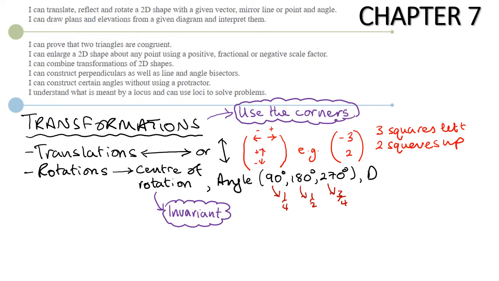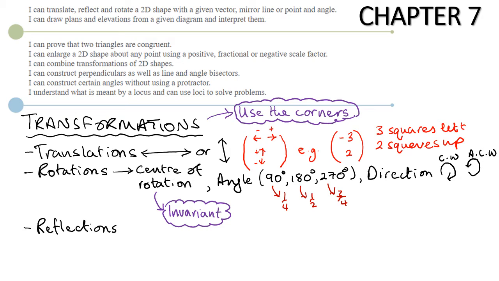So we've got an angle, we've got a center of rotation. We also need to know a direction. So with a rotation, you'll be told that it's either clockwise, which means you go around that way, or it will go around the other way and it'll be anti-clockwise. So I've just used an abbreviation there. So that's translations, rotations.